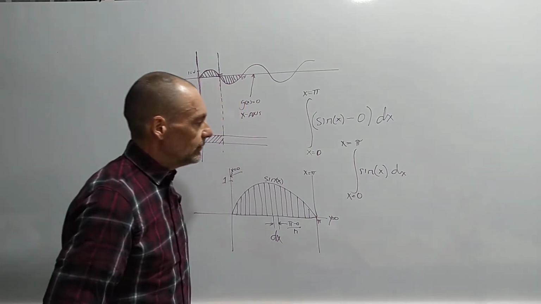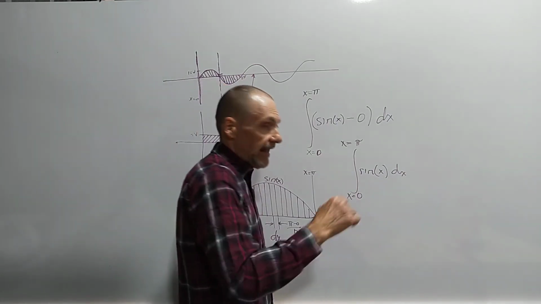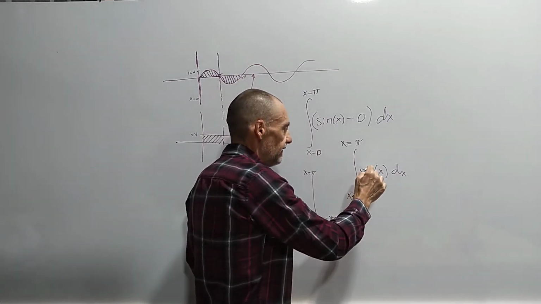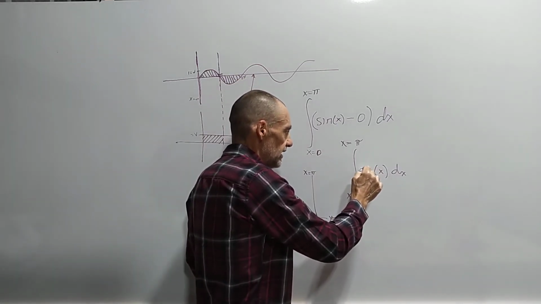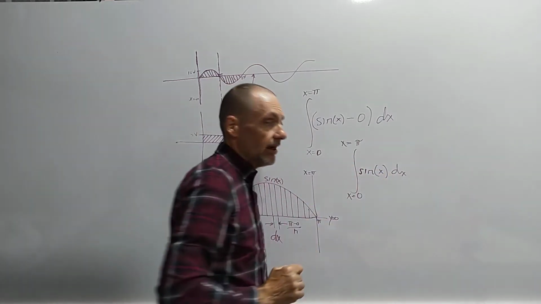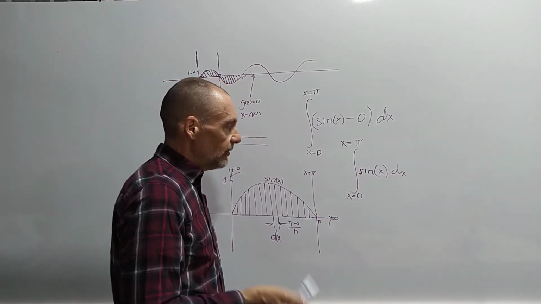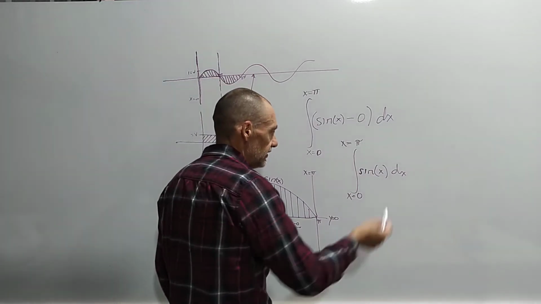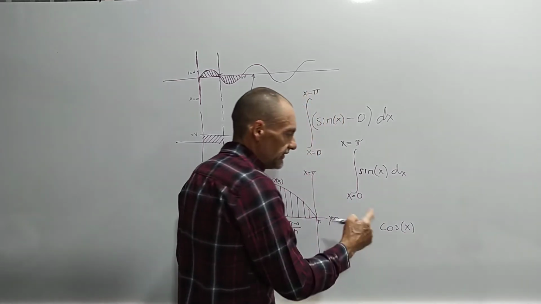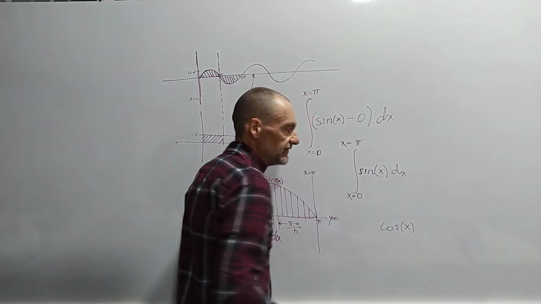Well, the first thing that we need to do is an antiderivative. So what does that mean? It means that this sine x is a derivative that somebody took. Somebody took the derivative of something, and that's what they got. They got sine x. So I think we know that they must have taken the derivative of cosine x, right? Because the derivative of cosine x is negative sine x.